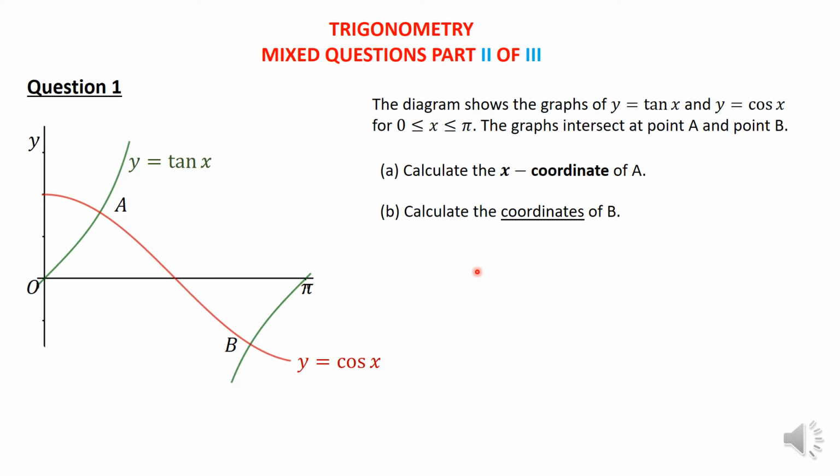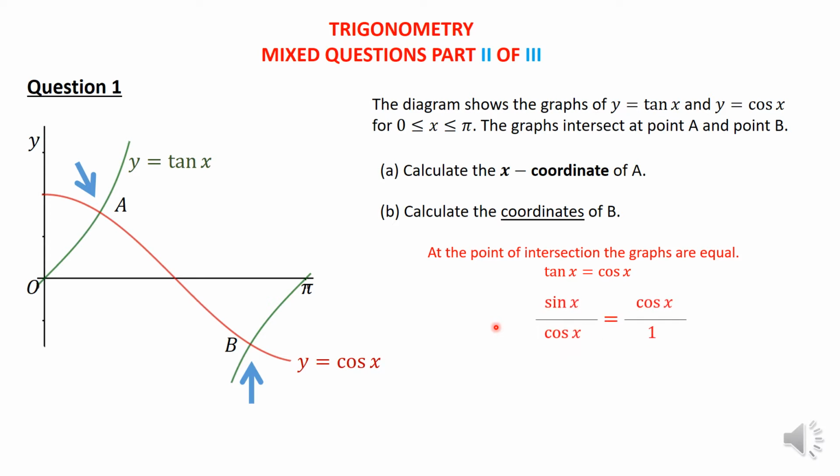Okay, you can have a go and then pause the video, and after a while you can see what I have done. Alright, so let's start off with the intersection. Where these two functions are intersecting, they are exactly equal. That means the tangent of x is equal to the cosine of x, right? So you know that tangent can be written as sine x over cos x, and what I do here is just multiply throughout by cos x. I get cos square x equals sine x.